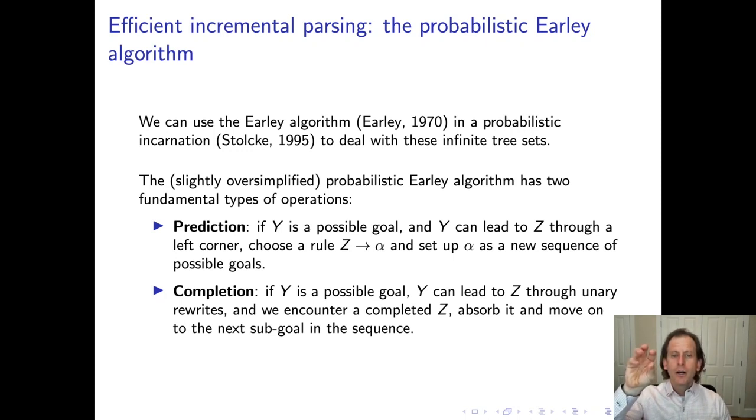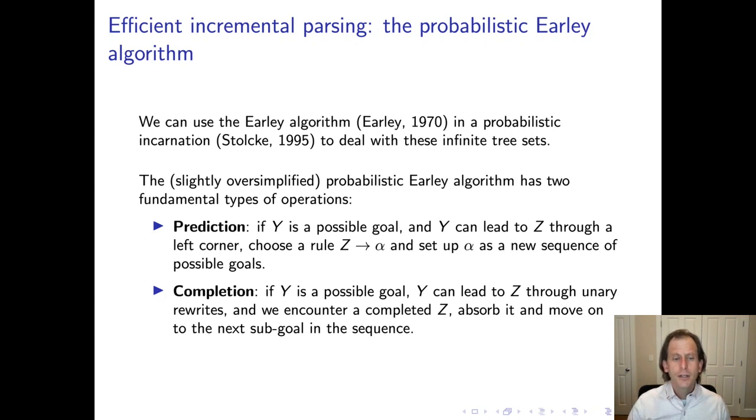And furthermore, Y can be rewritten to Z through a left corner, through a sequence of leftmost daughters. And then there's a rule that rewrites Z as some sequence alpha. Then we predict a rule Z goes to alpha and set up alpha as a new sequence of goals. So there's a notion of goals in the probabilistic Earley algorithm.